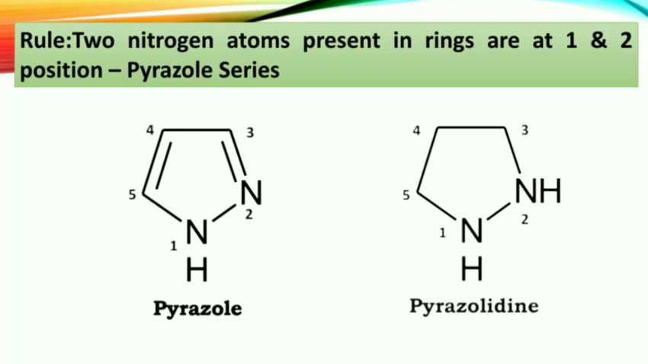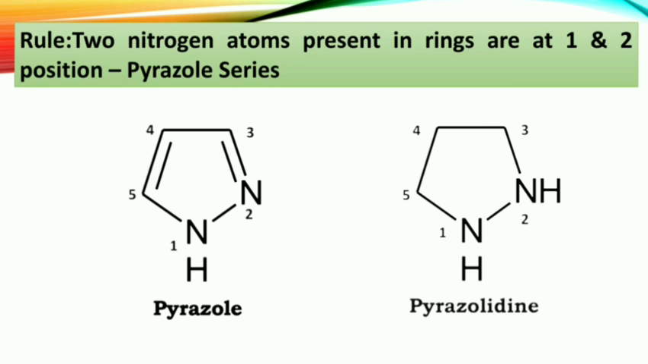Then we'll see another rule. When two nitrogens are present in the ring structure, it's similar to the imidazole series, but the rule is different. Two nitrogens are present in this ring system at positions 1 and 2. These compounds are known as the pyrazole series. You have to remember two nitrogens in this structure, at positions 1 and 2. If the structure has nitrogens at the 1 and 2 positions, these compounds are known as the pyrazole series.